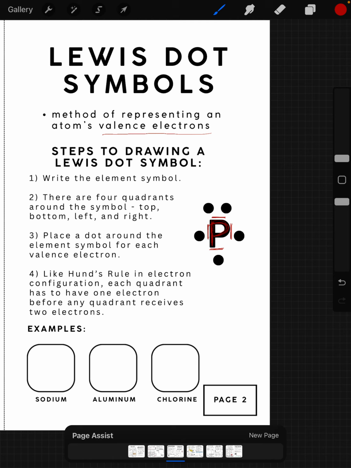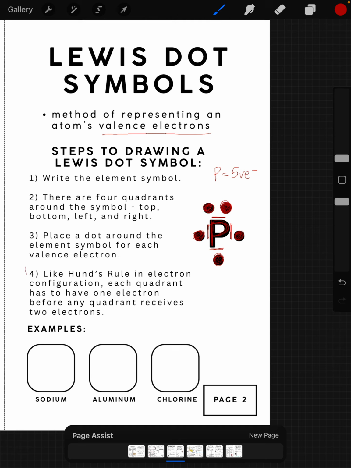So basically, guys, what you're going to do is just put as many dots as you need to cover the correct number of valence electrons. So we know that phosphorus is in column 5A, so it's going to have 5 valence electrons. So I'm going to go ahead and start just from the top. It doesn't really matter where you start. I just like to start at the top. So 1, 2, 3, 4, and then that 5th one I'll go ahead and buddy up.